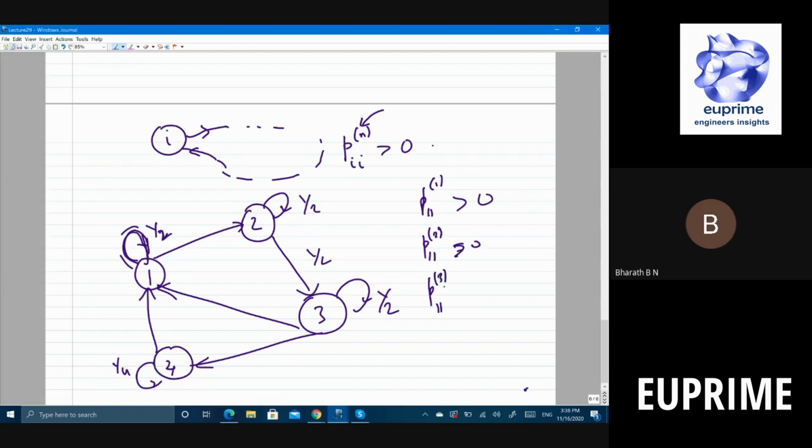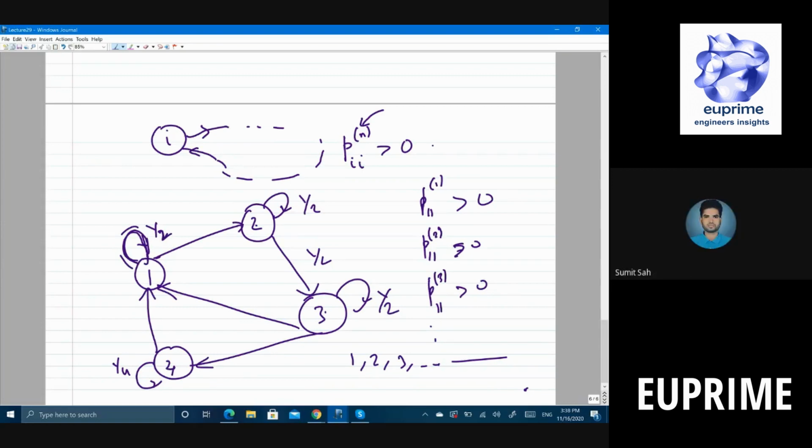P1 in 3 steps. Yeah, I can go to 2, 2 to 3, and 3 to 1, right? This is greater than 0, and so on. So essentially, if you collect all those n for which Pii of n is greater than 0, I'll get 1, 2, 3, 4, and so on, right? I get a sequence of numbers.